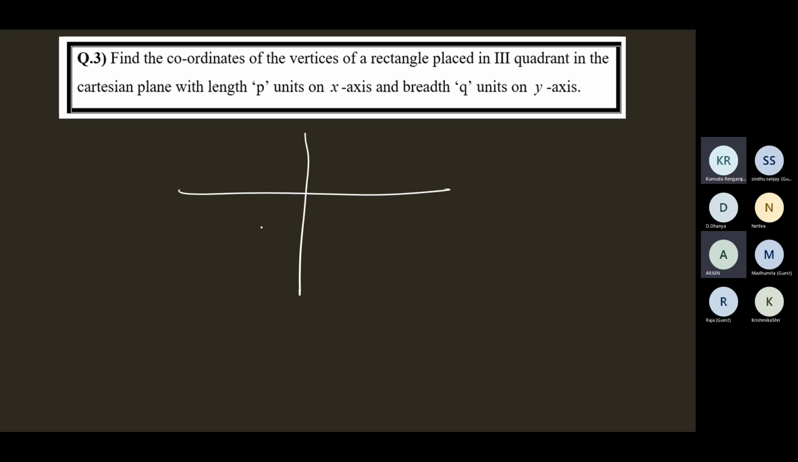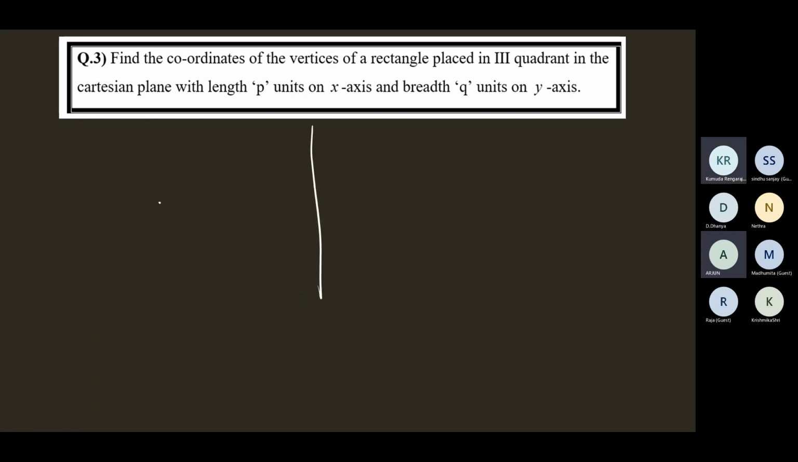The rectangle is placed in the third quadrant in the Cartesian plane with length P units on the x-axis. This is the x-axis, children. P units on the x-axis can be P units like this or P units like this. But it is not this because it's in the third quadrant, so it has to be P here. So it will be minus P here. Am I right? Yes, ma'am.